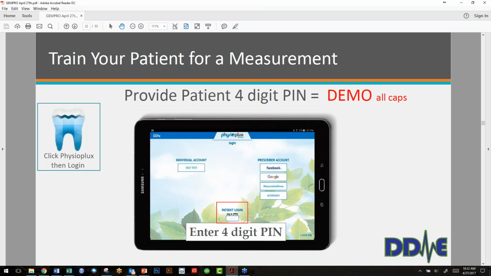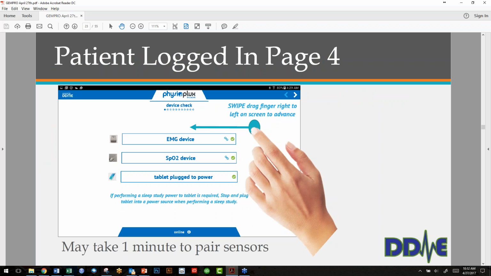So type in demo, and while you're typing in demo, say when you get home, you're going to be typing in these 4 letters, and you give them that appointment card or post-it that has those 4 letters on it. Okay, so then it's going to let them in. And then at this point, they need to turn on the amplifier and the oximeter, and they need to plug in the tablet. They don't really have to do anything except what I just said.